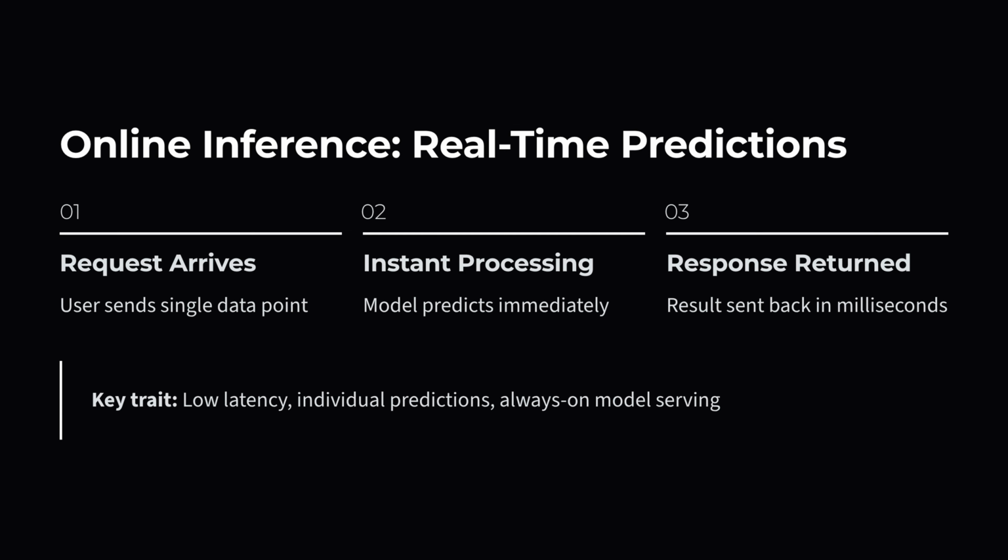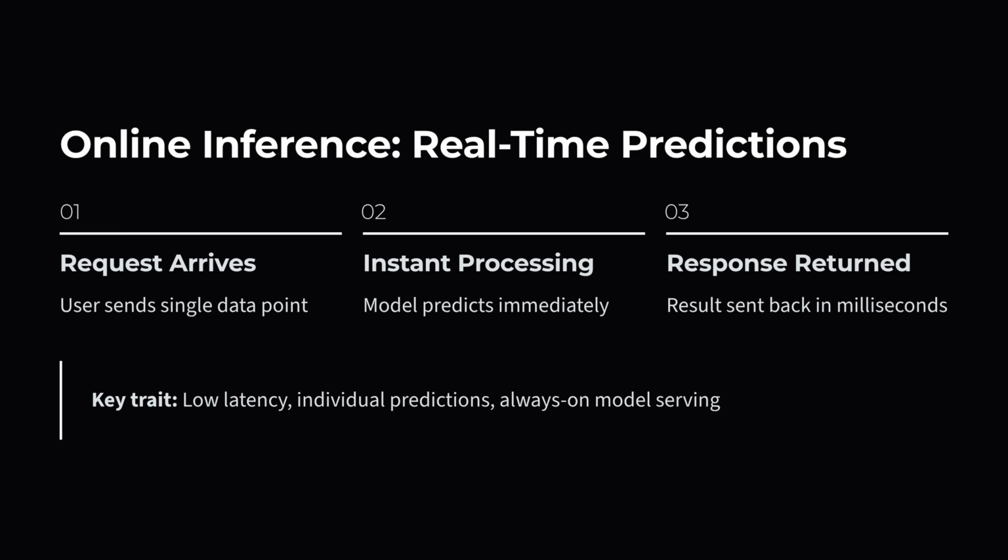Online inference, real-time predictions. Online inference is the model reacting the moment a request arrives, like your navigation app recalculating the route the instant you take a wrong turn. The system predicts immediately, and the result returns in milliseconds. This is why online workloads power chat responses, ad ranking, or instant identity checks.